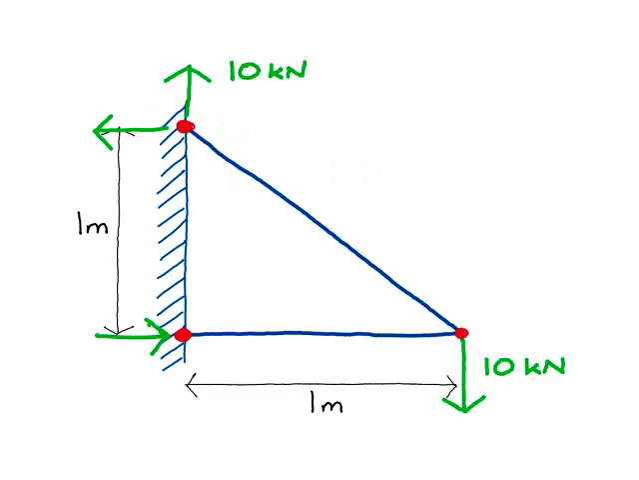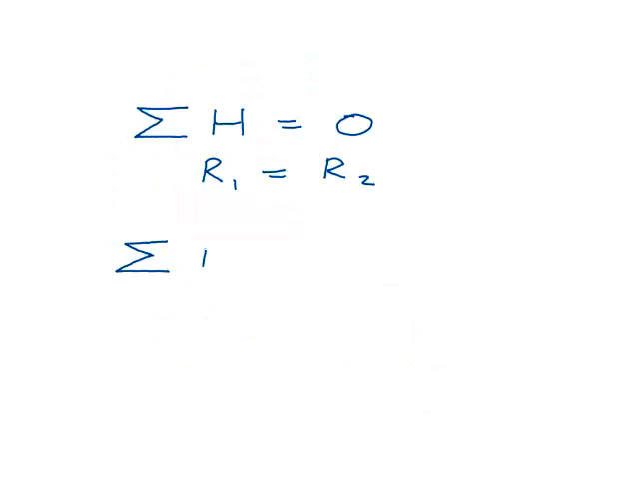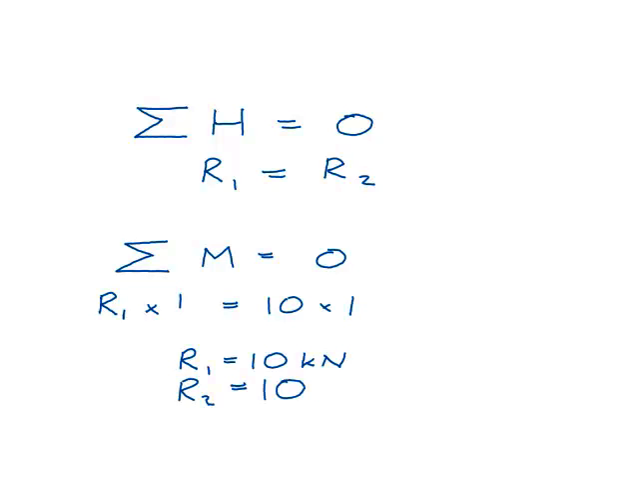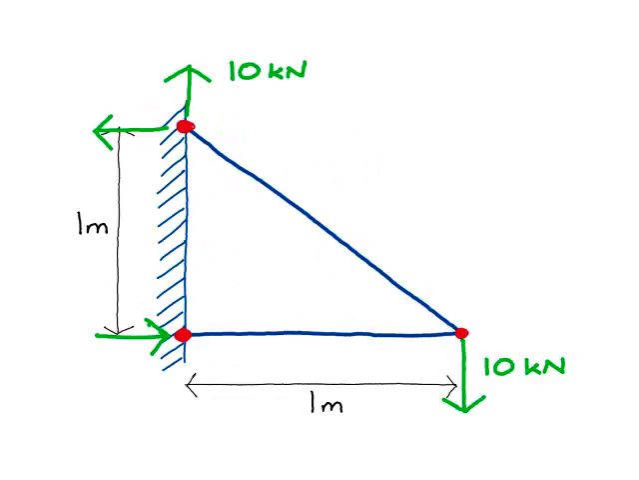We can take moments about any convenient point, usually about one of the unknown reactions. Let's take moments about the bottom reaction point. So these are our final reactions. Now we can calculate the member forces.